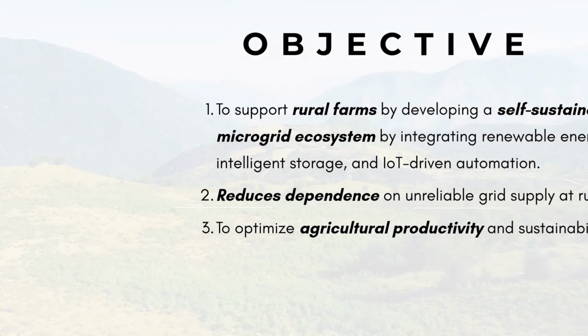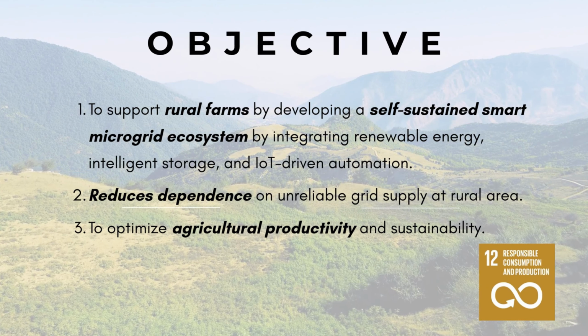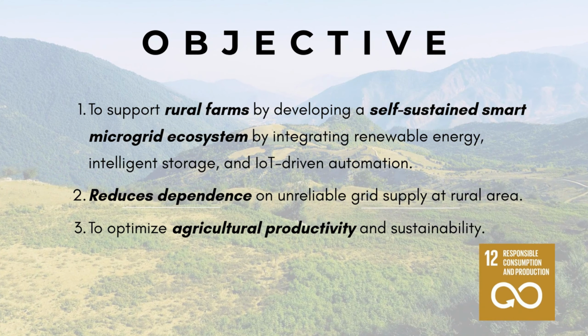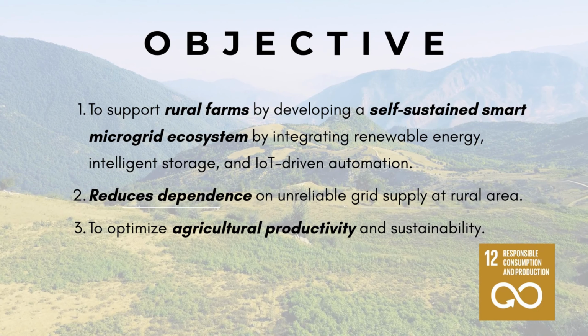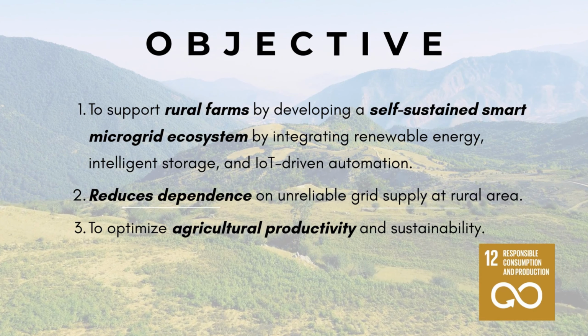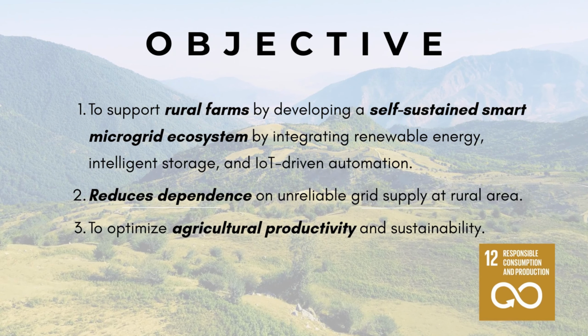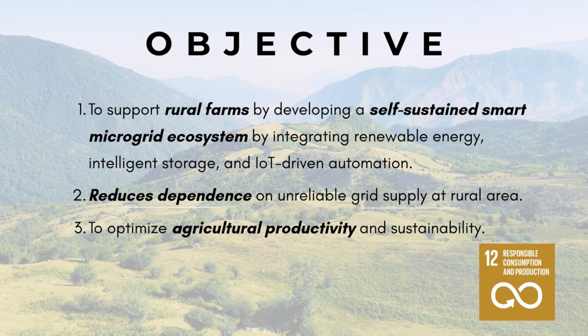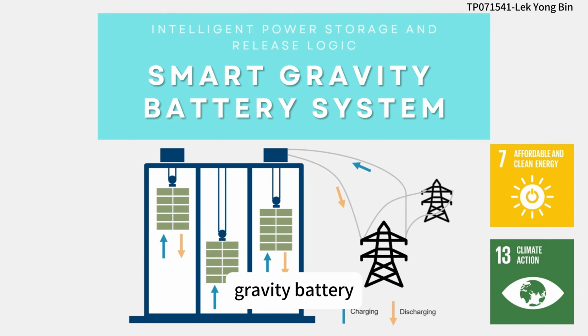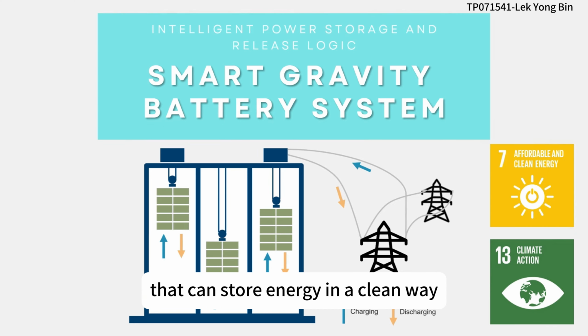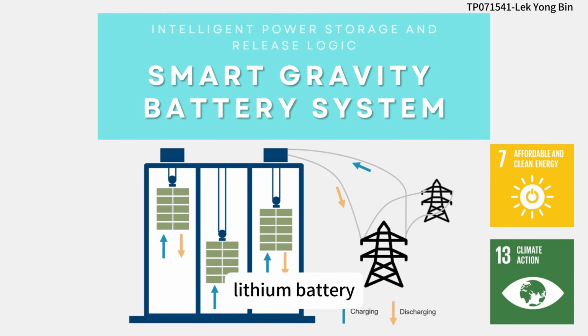The objective of this project is to support rural farms by developing a self-sustained smart microgrid ecosystem by integrating renewable energy, intelligent storage, and IoT-driven automation, and also to reduce dependence on unreliable grid supply in rural areas, and finally, to optimize agricultural productivity and sustainability. Smart gravity battery that can store energy in a clean way and also reduce the chemical waste of lithium batteries.